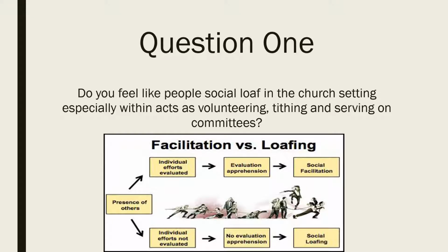On this slide, you will see question number 1. But first, let's direct our attention to the graphic at the bottom of the page. This compares facilitation versus loafing. It starts with the presence of others. Facilitation goes on to individuals' efforts evaluated. Then evaluation apprehension, as discussed previously, on to social facilitation. Whereas loafing starts with the presence of others, goes on to individuals' efforts not evaluated, no evaluation apprehension, and social loafing.